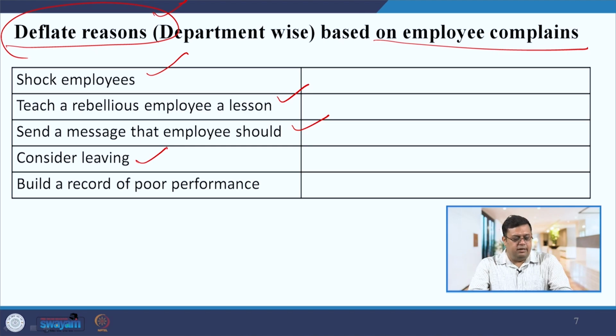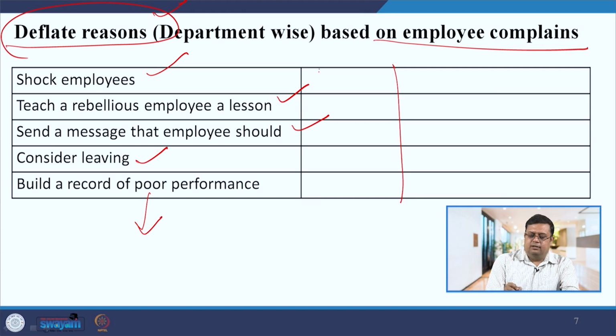Next, build a record of poor performance. He wants to tag me as a poor performer in the organization. So likewise, you may get some more reasons. What I am trying to make you understand is, if your organization is huge, then you can analyze such kind of complaints that you are receiving in your department after the performance review. So you can make a list, and now you can divide into categories.